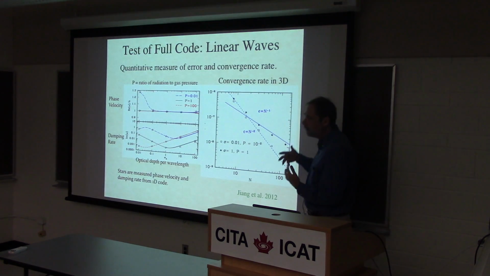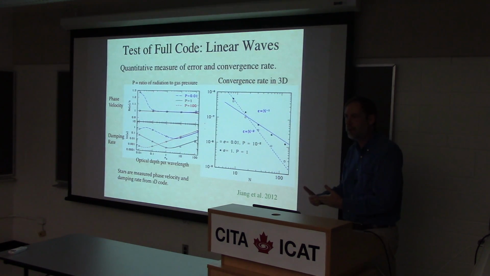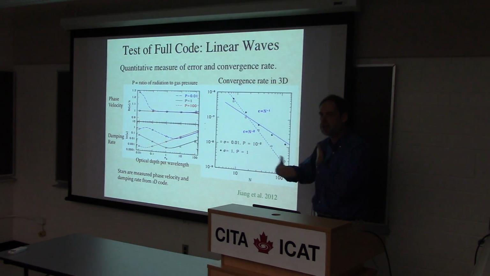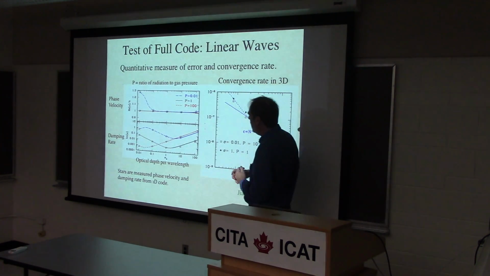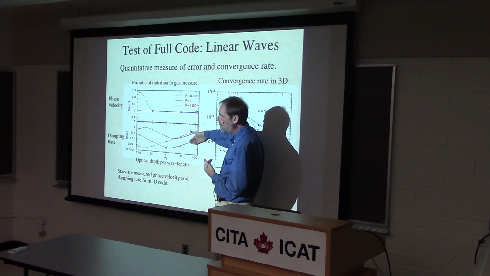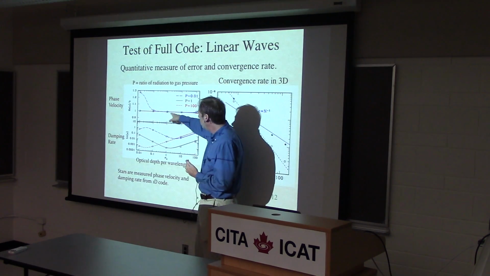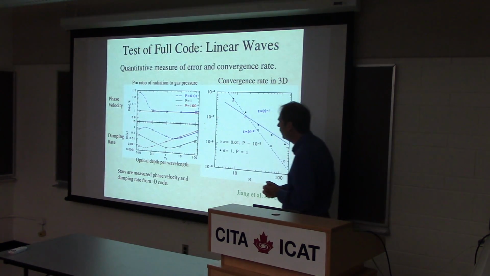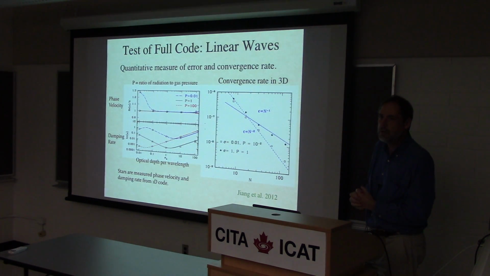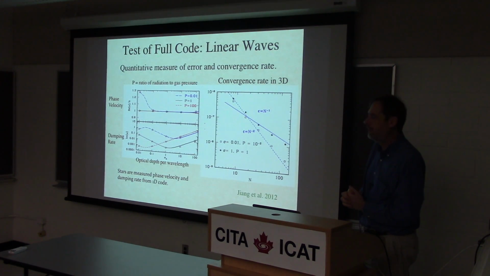And then we do a series of calculations where you set up a radiation acoustic mode, you propagate it on the mesh using periodic boundary conditions, and you simply measure what the phase velocity and damping rate is coming out of the code, and you plot those as stars for various optical depths per wavelength. And you can see excellent agreement between the analytic predictions and the measured values from the code.